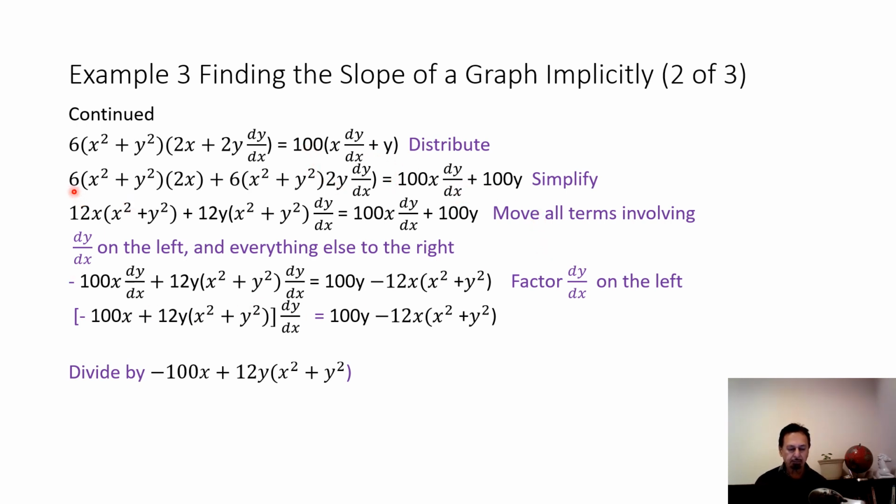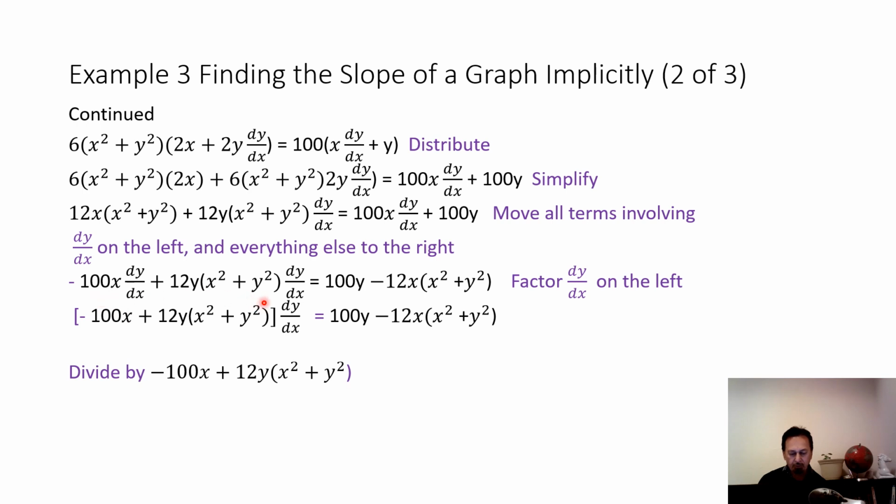Now we can simplify, we multiply 6 into 2x, which becomes 12x times x squared plus y squared. 6 times 2y is 12y times x squared plus y squared dy over dx. And the right side is 100x dy over dx plus 100y. Now we move this term, which doesn't have dy over dx, to the right side, and the term that has dy over dx, we move to the left side. So we'll have minus 100x dy over dx plus 12y times x squared plus y squared dy over dx. On the right side we have 100y minus 12x times x squared plus y squared.